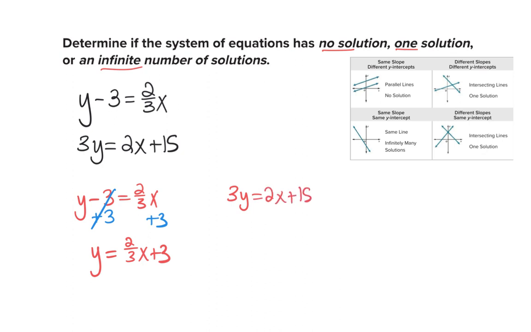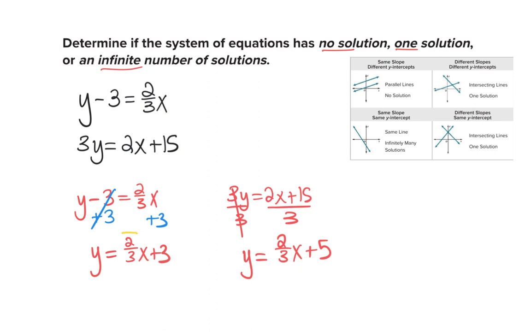3y equals 2x plus 15. And on this one, I see I need to divide both sides by 3 so that I can isolate my y. And then I have 2x divided by 3, that's 2/3 x, plus 15 divided by 3 is 5. All right, now that they're both in slope-intercept form, let's take a look at our slopes and our y-intercepts.